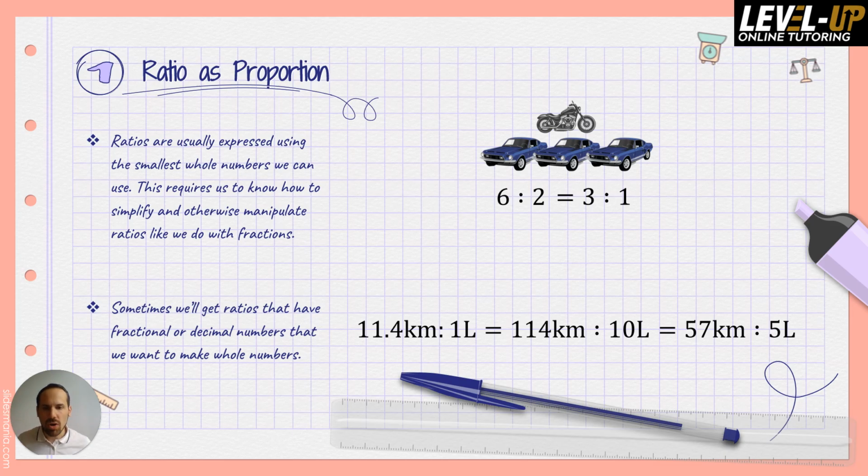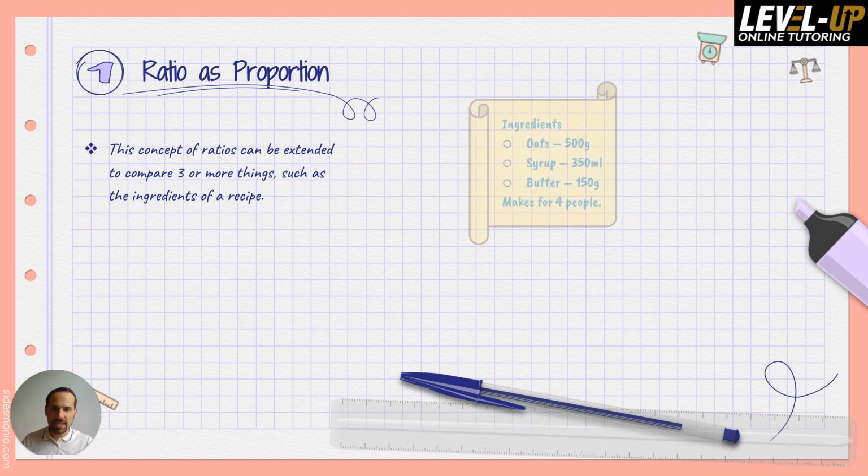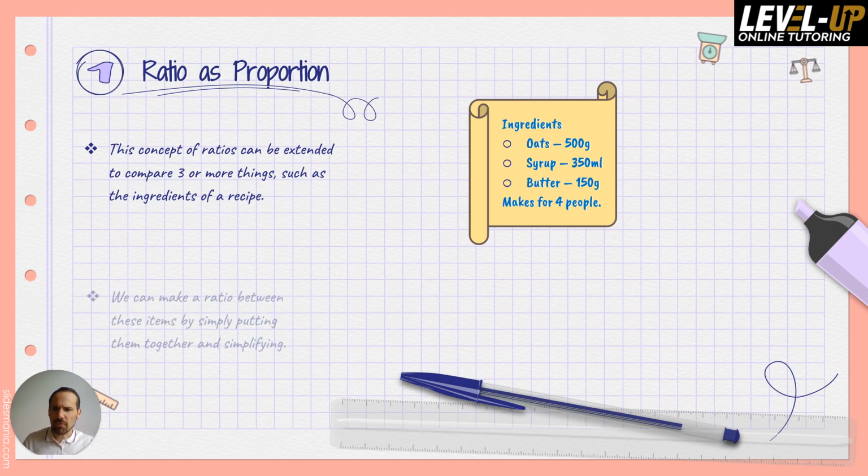This is how we work with ratios. This concept of ratio can be extended to three or more things. Like say this example here I have for a recipe. This little recipe for a flapjack has oats, syrup, and butter, and it makes four servings.